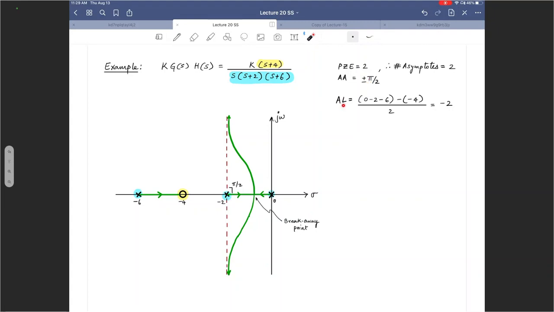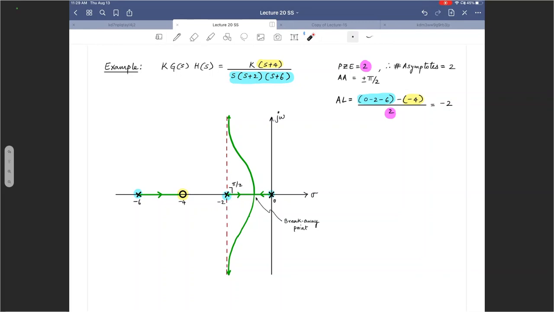And the asymptote location is going to be the sum of the locations of the poles minus the zero locations, divided by P minus Z, which is 2. And then you have 0, minus 2, minus 6, all of that in blue, and then this one is in yellow, minus the zero. You will evaluate the asymptote location to be -2, which is why your asymptotes that go up and down at angles plus and minus pi over 2 are at -2.